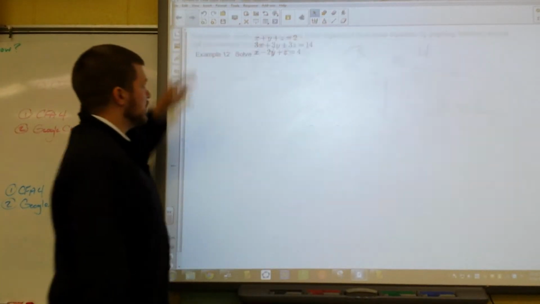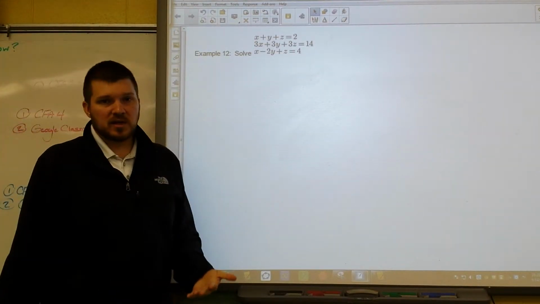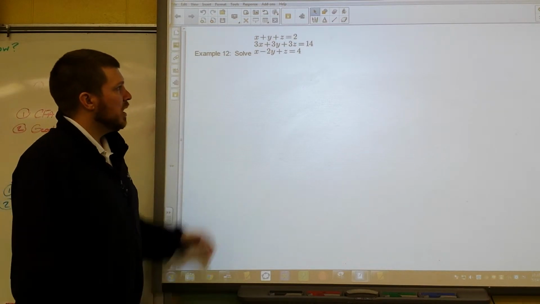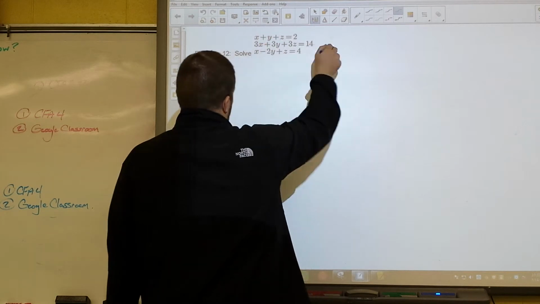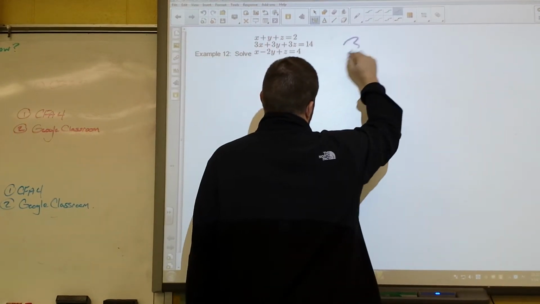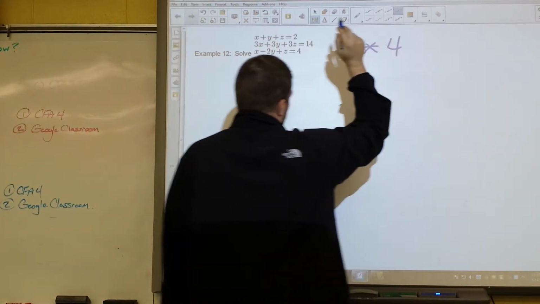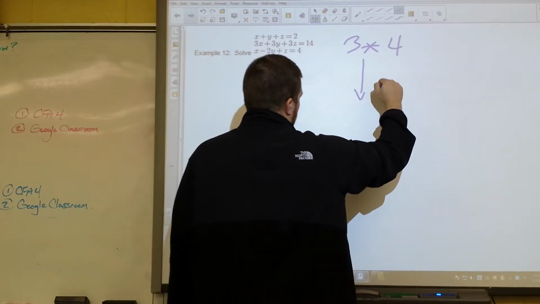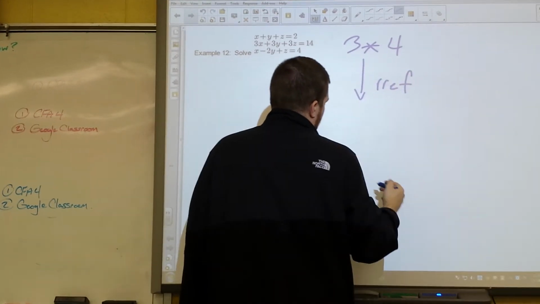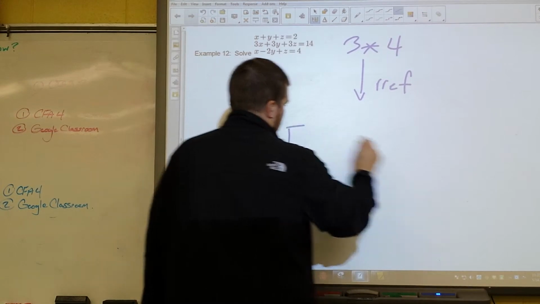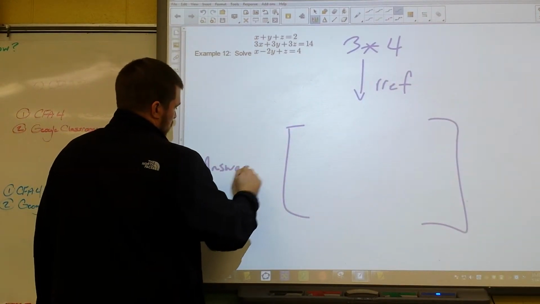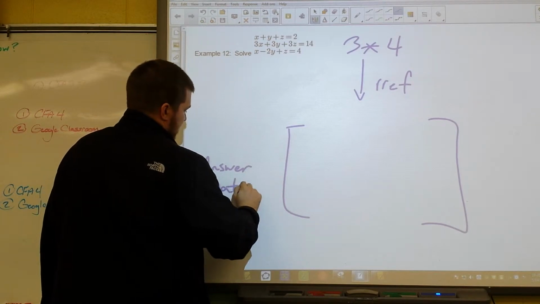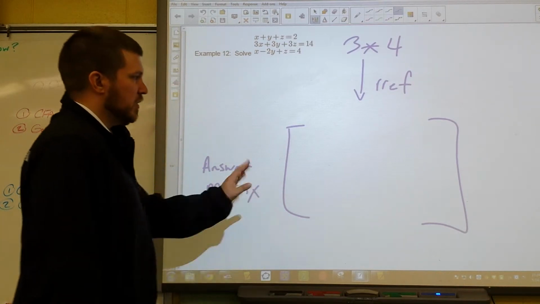Let's go on to another example. We want to solve this system. Again, I'm going to use a matrix to do that. Before I do anything though, I know it's a 3 by 4 matrix because I have 3 rows and 4 columns. And we're going to eventually do RREF to get our answer matrix. So I'm going to go ahead and set that up, that way I'm ready to fill in everything.